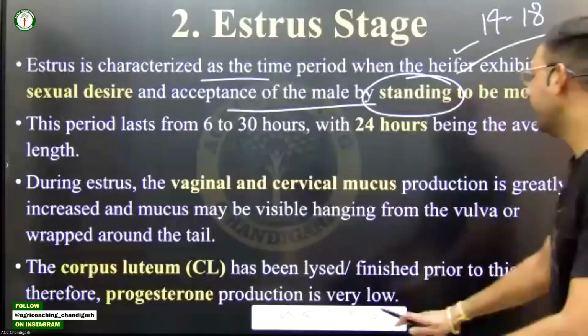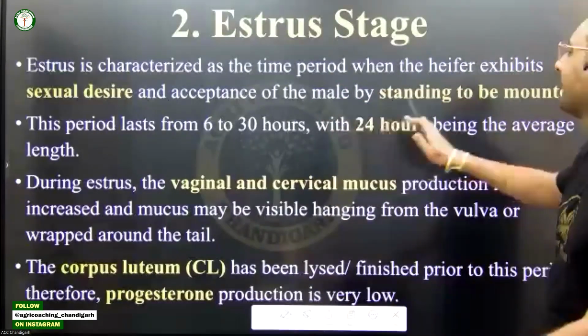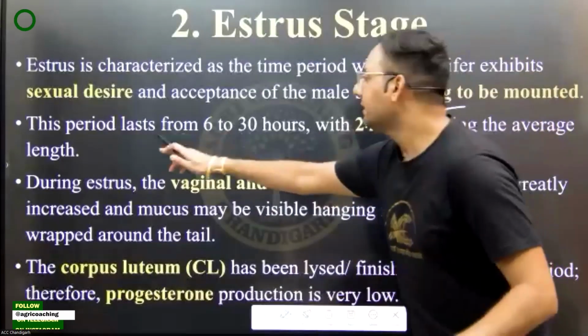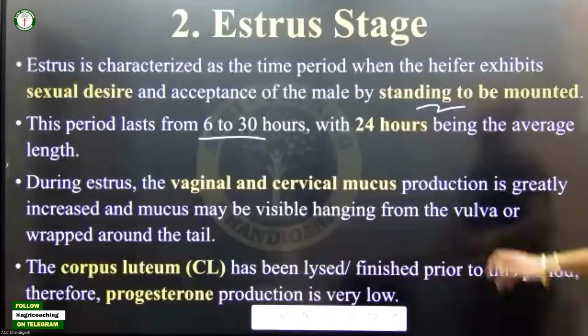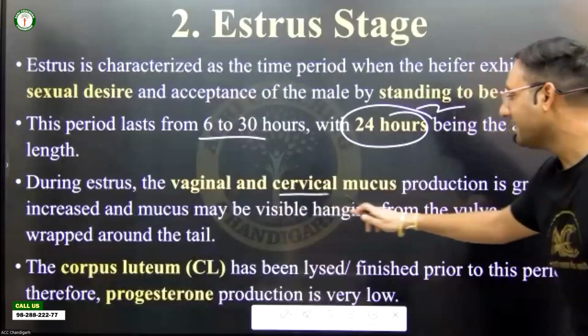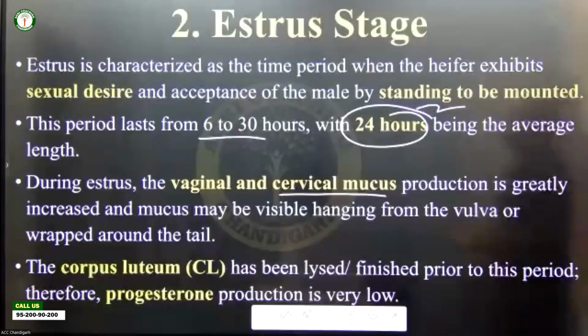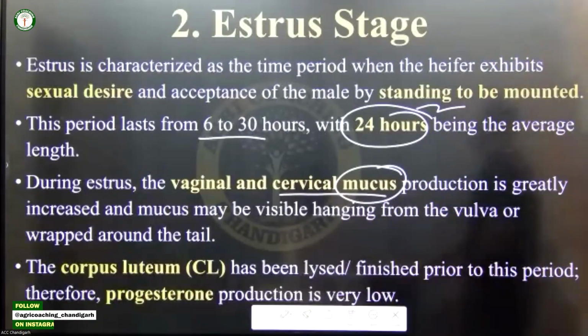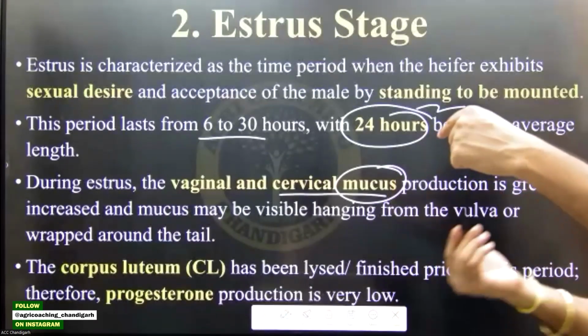So here you will see that the cow is showing the sexual desire, and it will stand at the same place when the male will try to mount. This period lasts for 6 to 30 hours, with 24 hours being the average length. During estrus, vaginal and cervical mucus production is greatly increased. Can you remember the heat symptom where I told you that we will see mucus discharge from the vulva, and it will be wrapped around the tail?